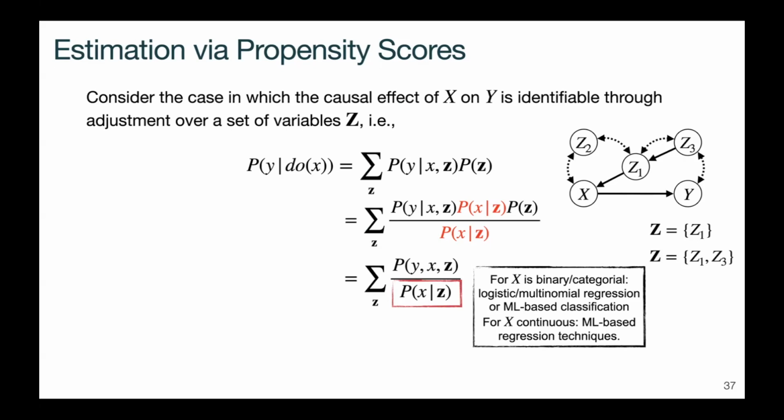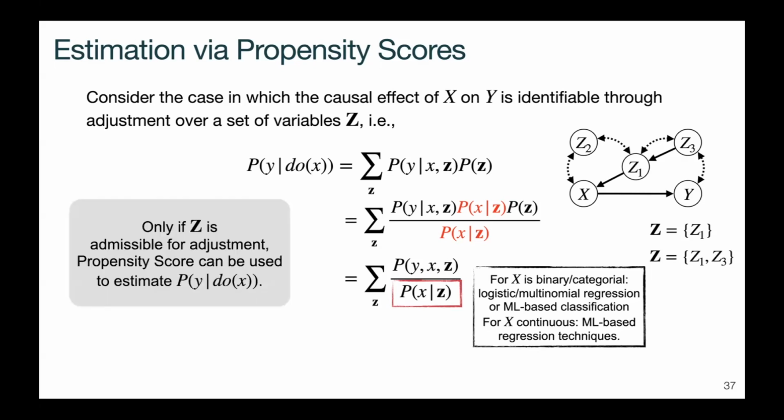And if X is binary, for example, you can just use logistic or multinomial regression. If Z is high dimensional, you can use some classification approach. If X is continuous, you can use some regression, even machine learning-based regression techniques. So even in high dimensional scenarios, you know how to do this pretty well. So once you have this number, you can plug in this estimation and just reweight these probabilities here, and you see the intuition in the next slide. But remember that this only works if Z is admissible for adjustment.